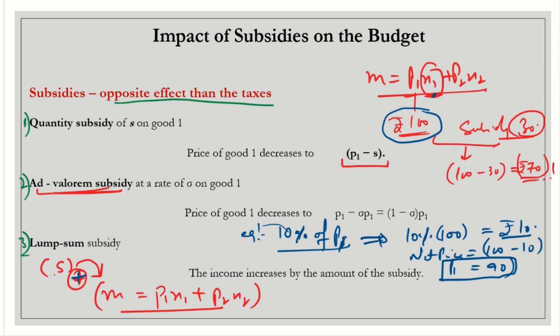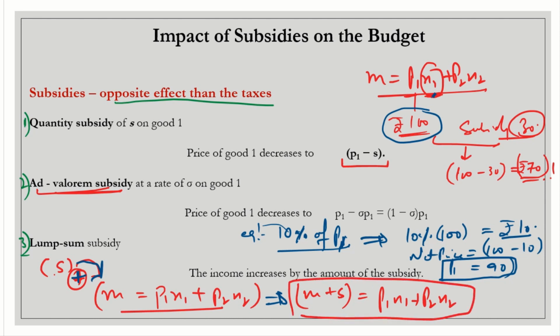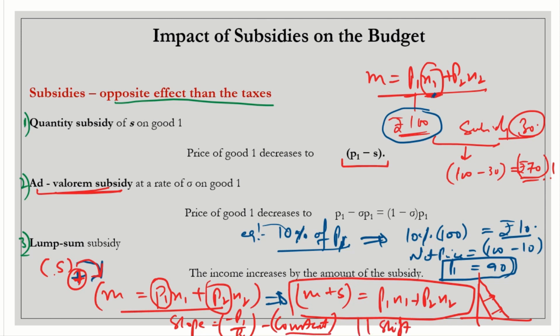So when this is being added to your income, what will the equation be? It will be M plus S equals p1 x1 plus p2 x2. And how will the budget line look? It will be an outward shift, because your income is going up and there is no change in the p1 and p2 values. So your slope, minus p1 upon p2, remains constant, which means a parallel shift is going to be there.